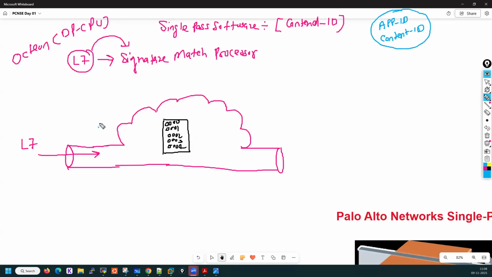let's suppose we have here an antivirus signature database. We have an anti-spyware signature database. Here we have a vulnerability database. Here we have a URL filtering database, or basically a URL cache. Then let's suppose we have a file blocking database, file database. Here we have a WildFire database. And here we have an app ID database or decoders, protocol decoders.